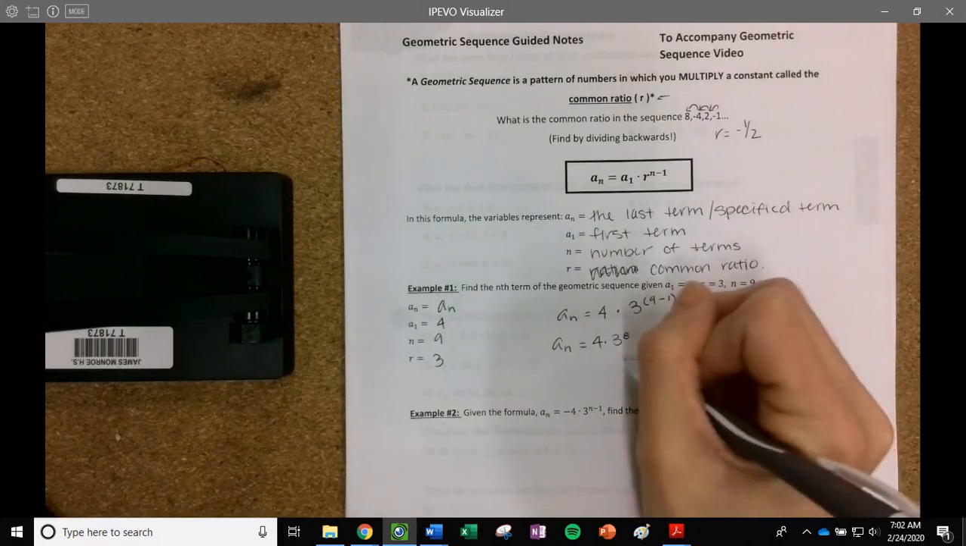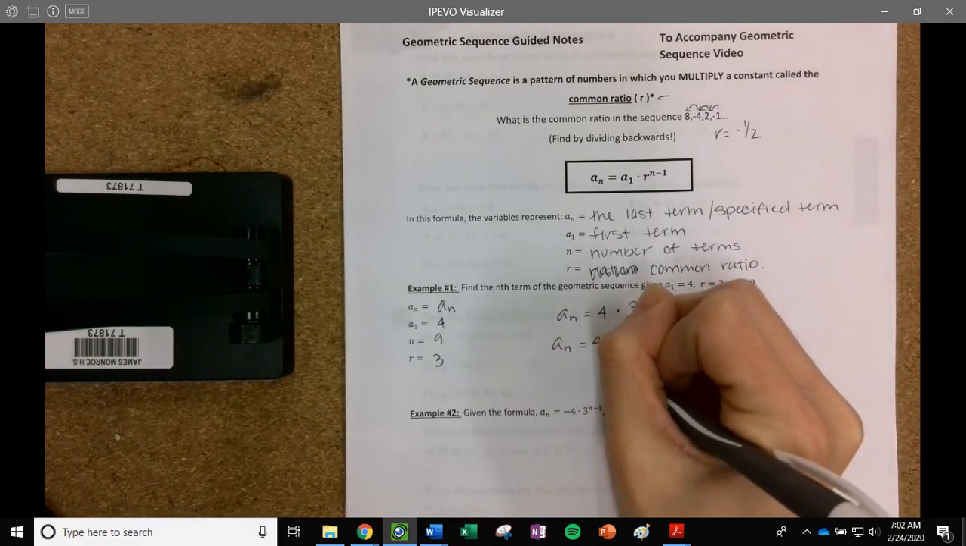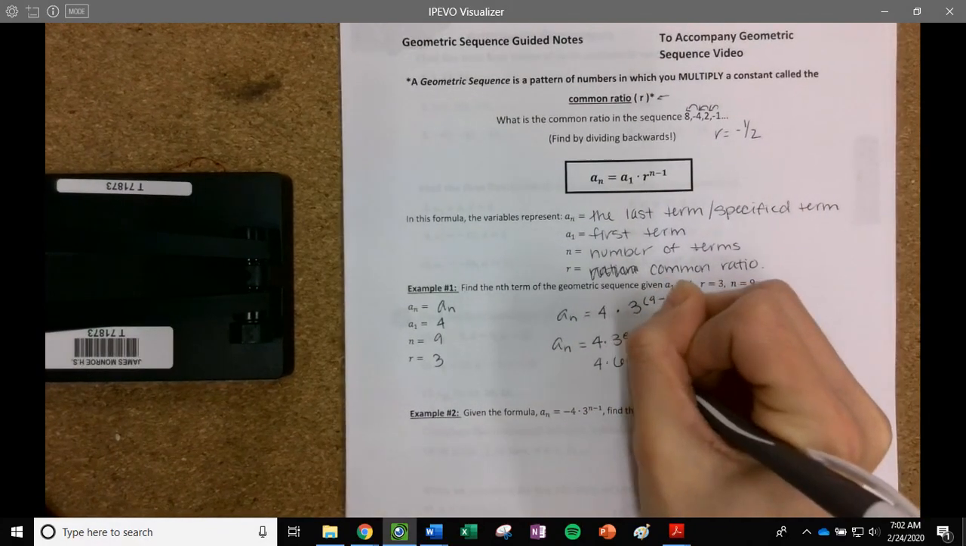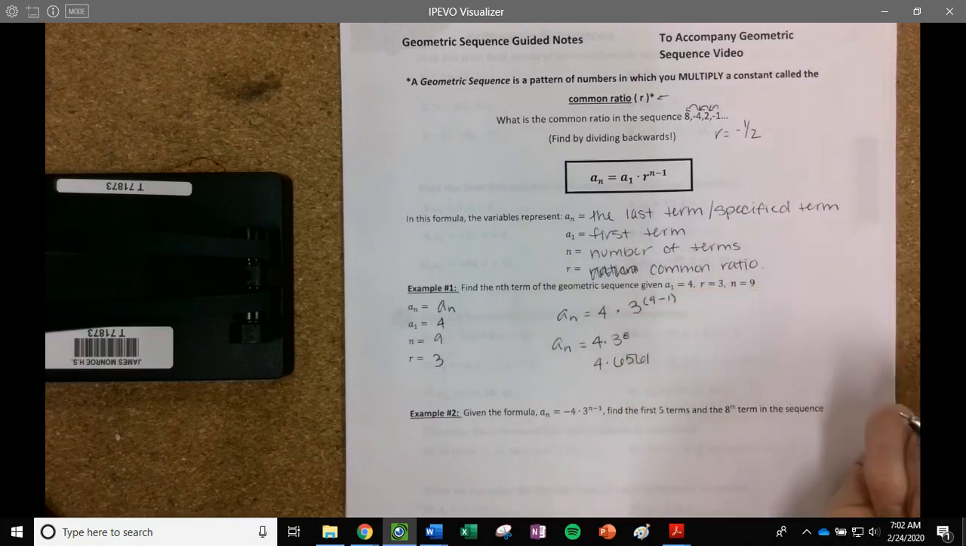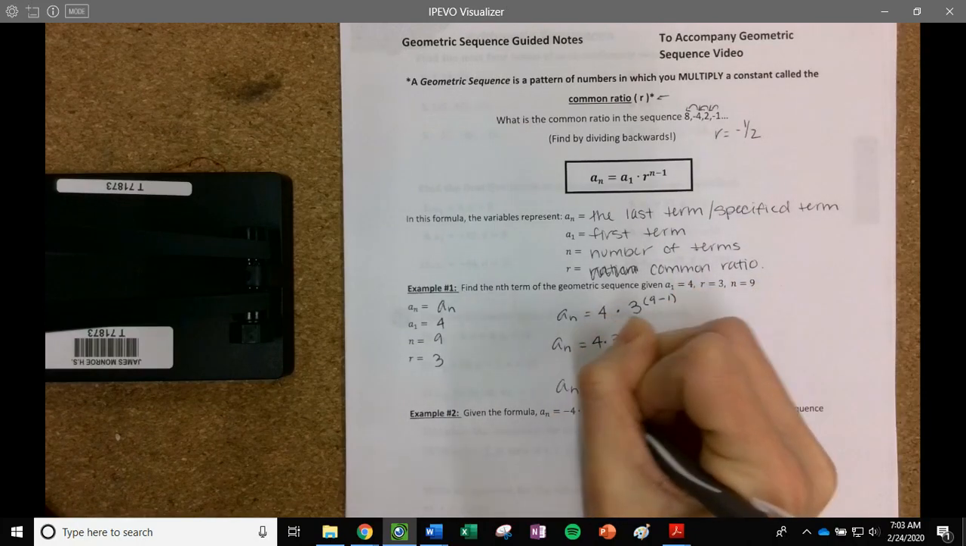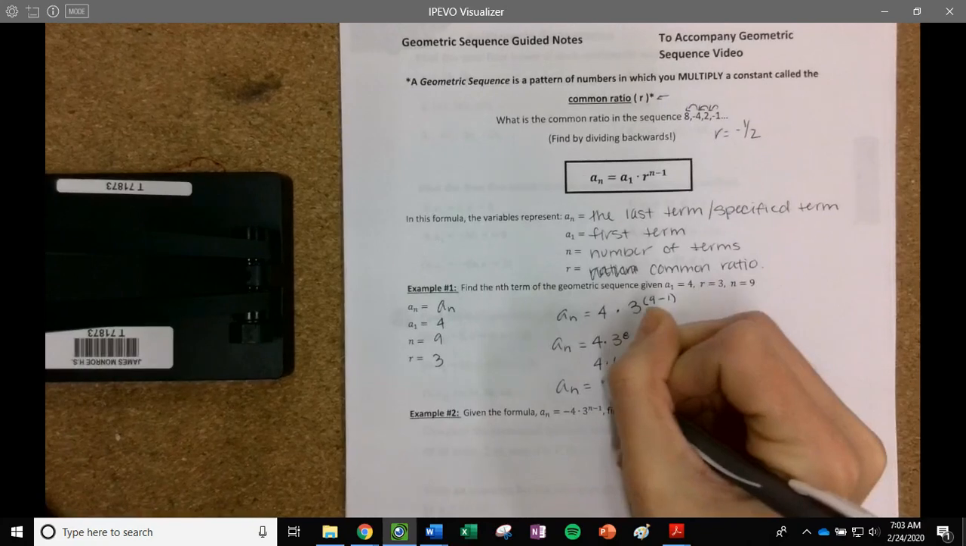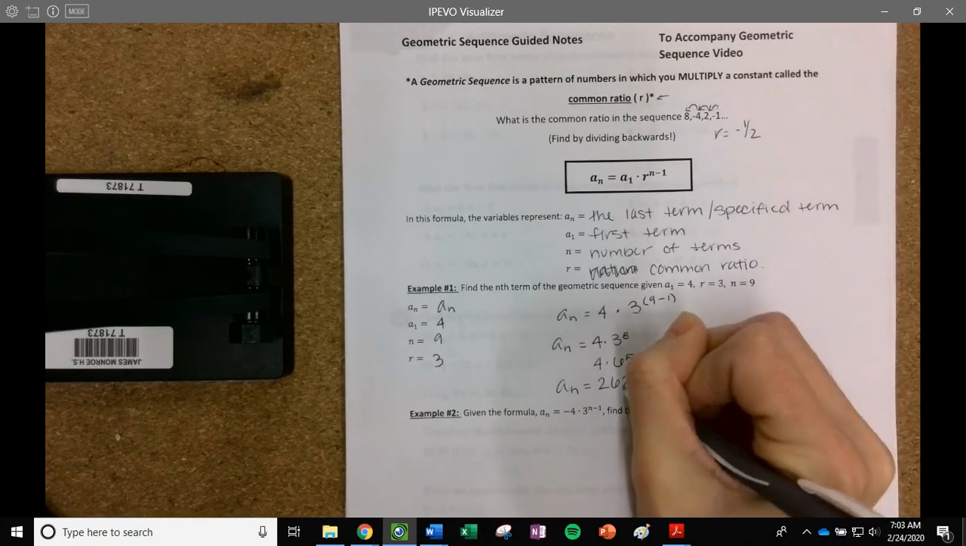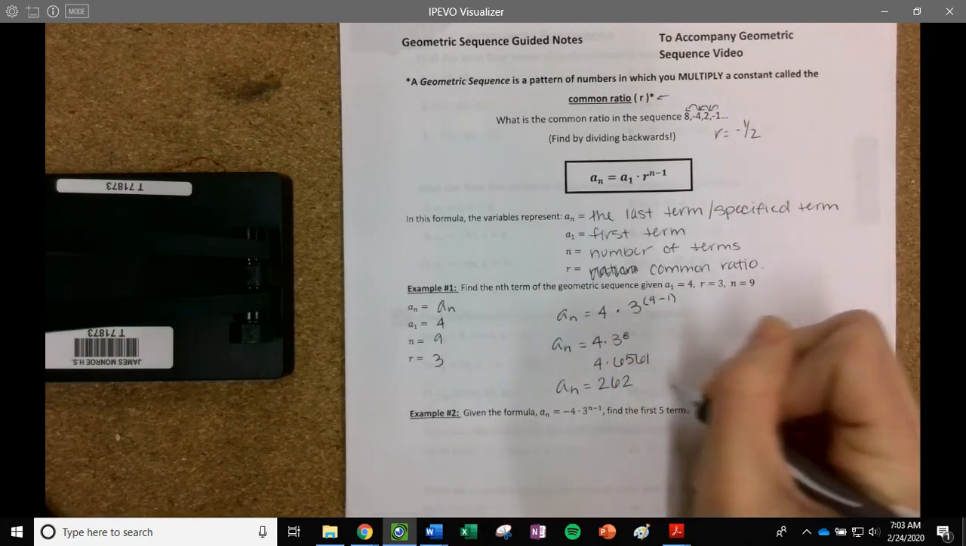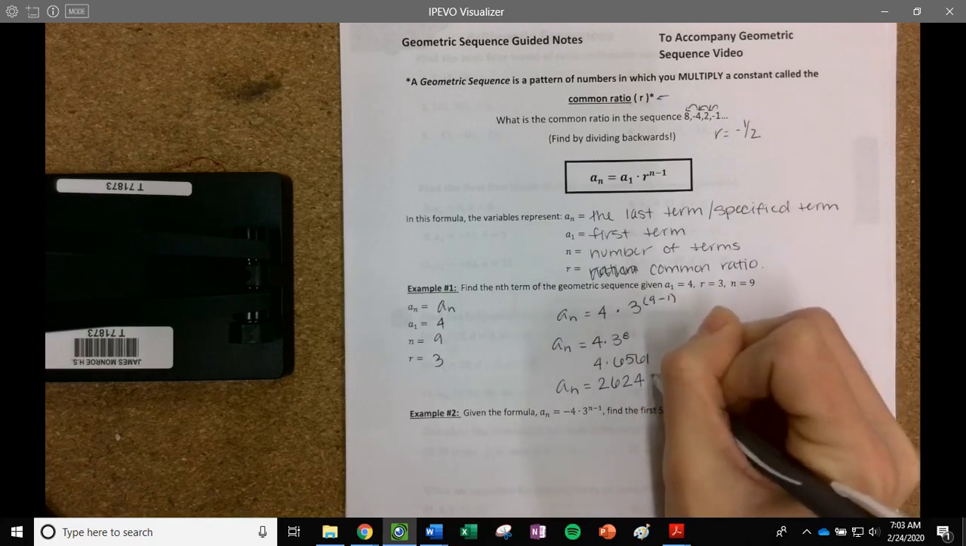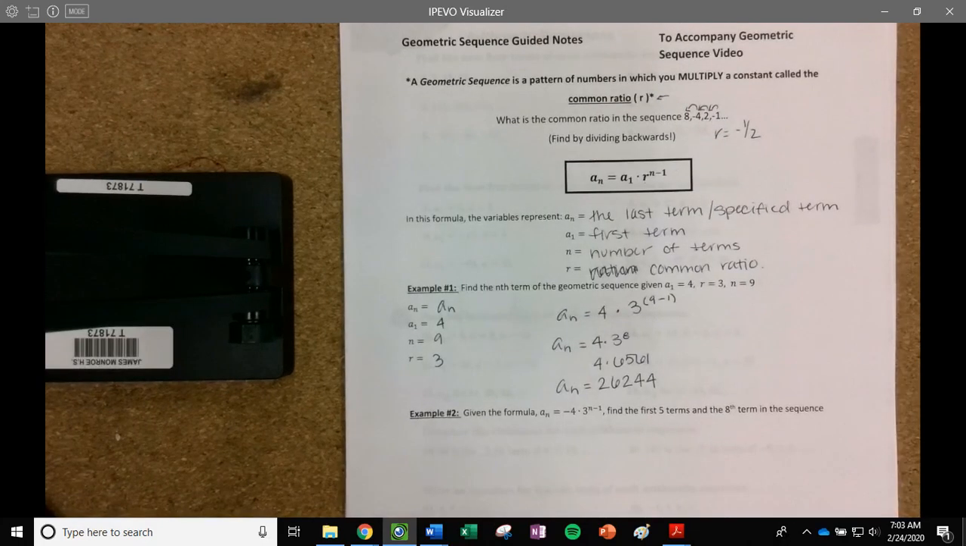3 to the 8th, according to my handy dandy calculator, is 6,561. Multiply that by 4, and we have found that the nth term in this 9-term sequence is 26,244.